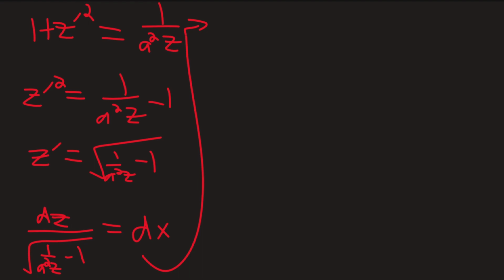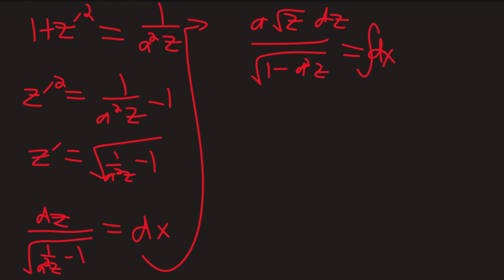Multiplying the top and bottom by the square root of z, we obtain that a square root of z dz over the square root of 1 minus a squared z is equal to dx. And then we can take the integral of both sides. I do apologize, I'm just kind of breezing through this part of the video. This really just is ugly algebra. It's really nothing too exciting in my opinion.